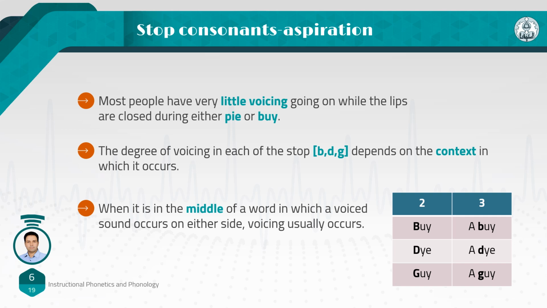When we say "a buy," the degree of voicing is more than when we say "pie." So the words in the third column, we can say they have more voicing, or they are more voiced, than the words in the second column.